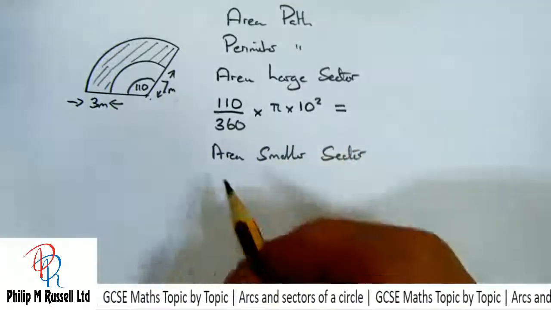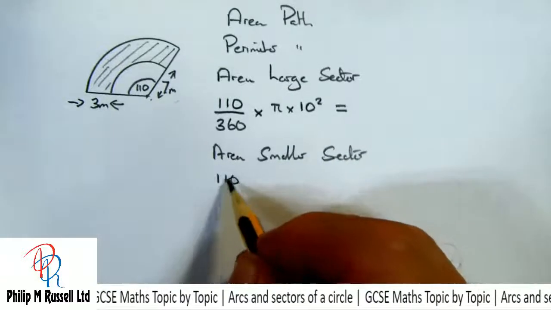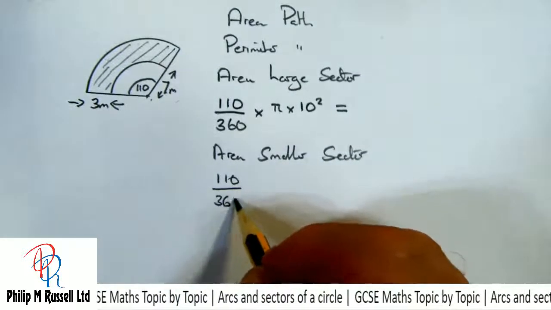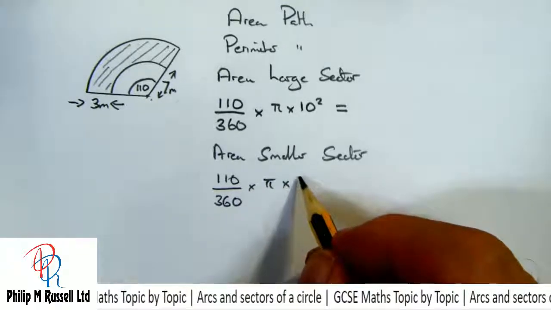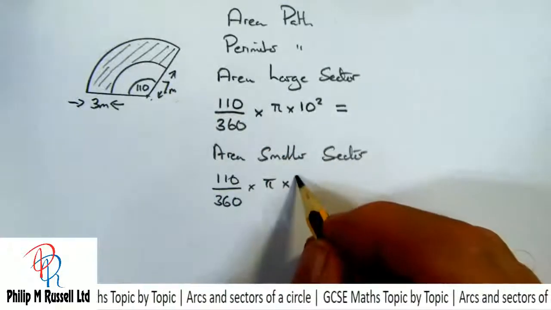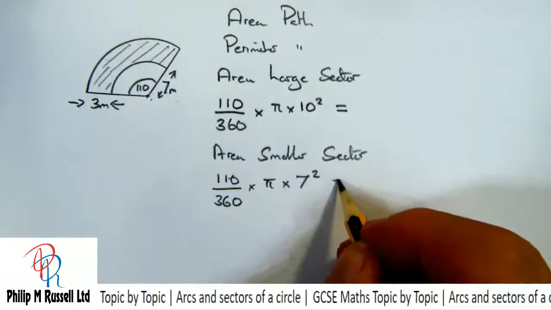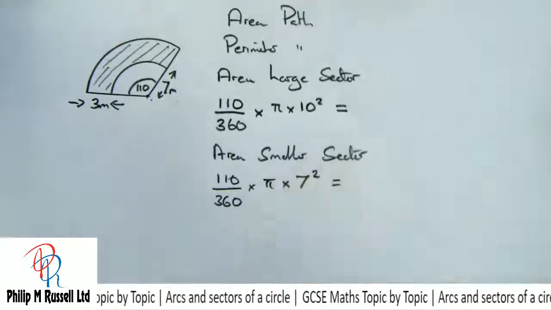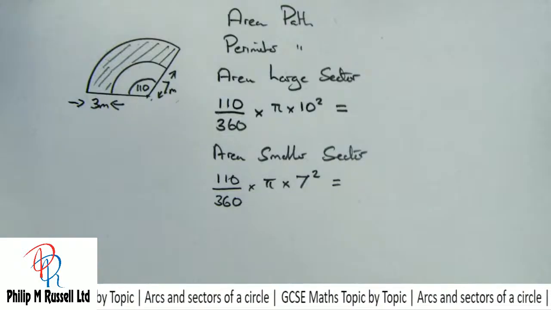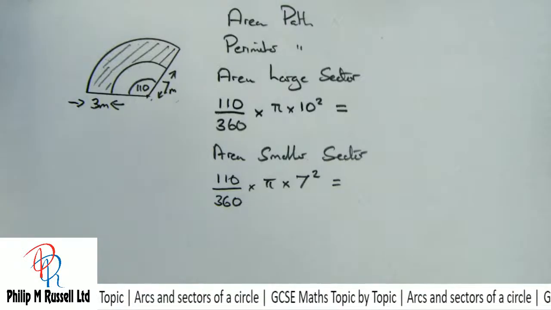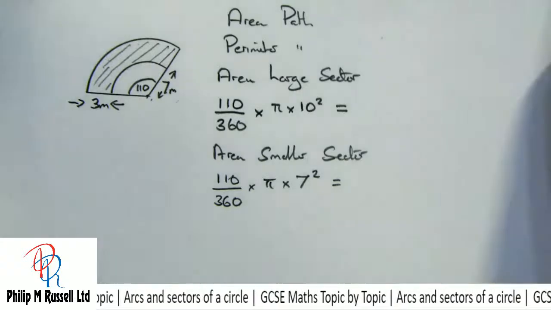And the area of my smaller sector is still going to be 110 over 360 times pi times, this time, 7 squared. And then we can take them away to work out the area of the path. Let's do that on the calculator.